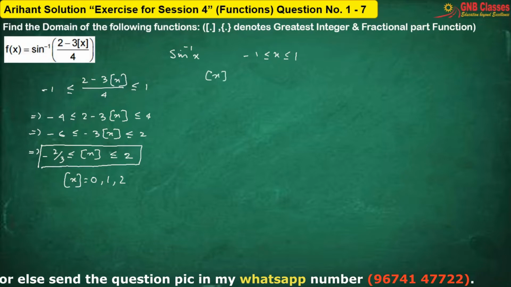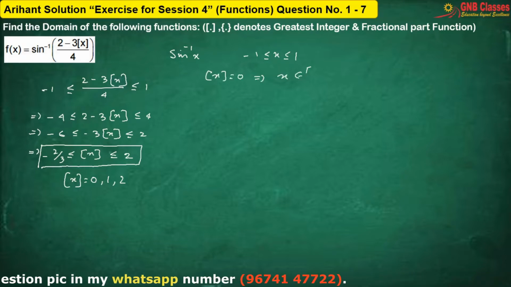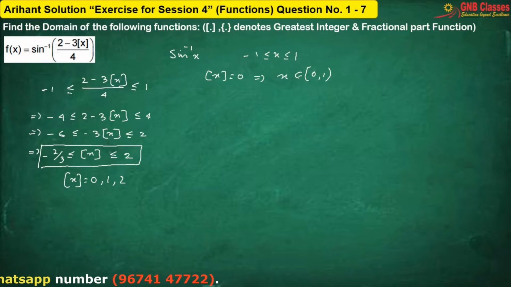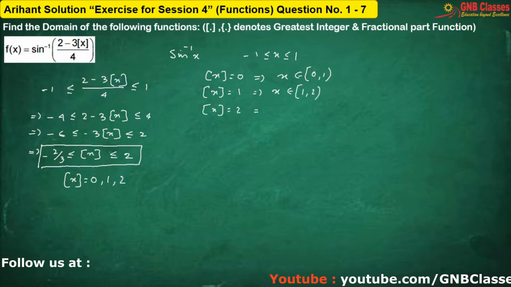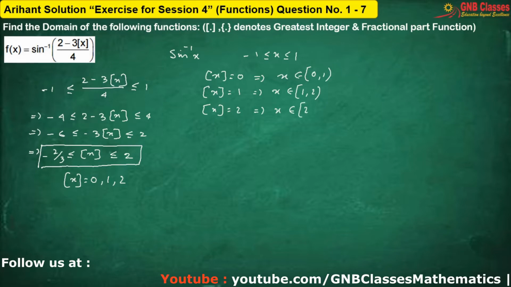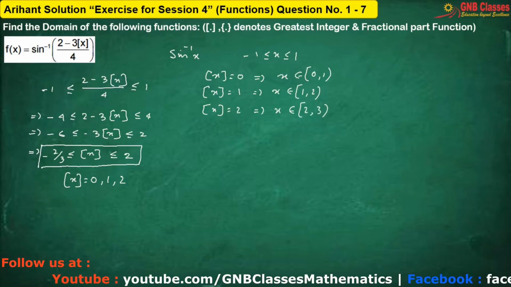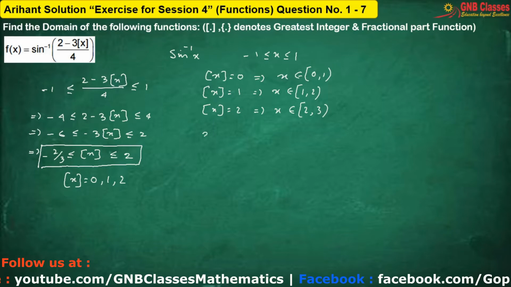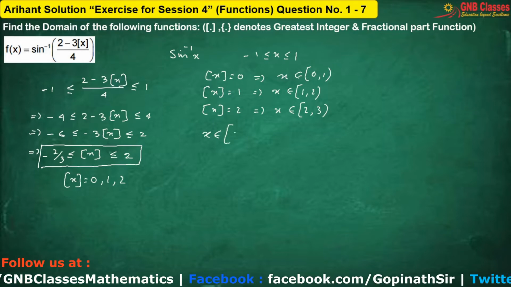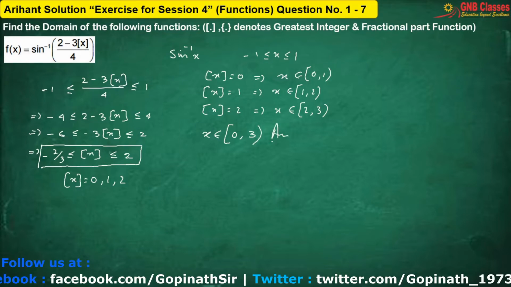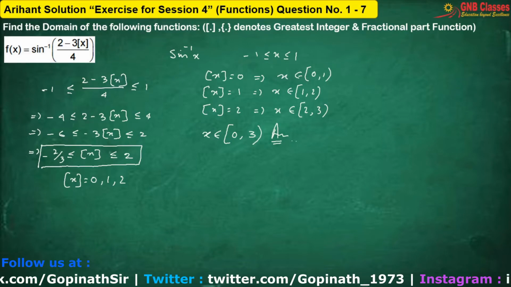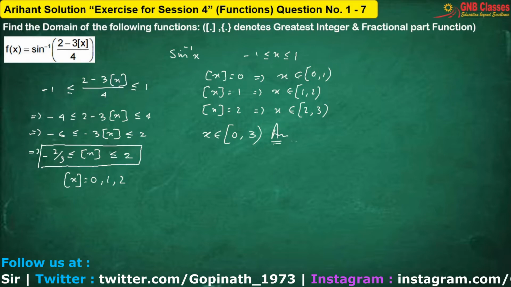Now when box x is 0, x lies between 0 and 1. When box x is 1, x lies between 1 and 2. When box x is 2, x lies between 2 and 3. Therefore, the required domain for this function is x belongs to closed 0, open 3. That's it. Have you understood it? Okay, let us move to the next problem.